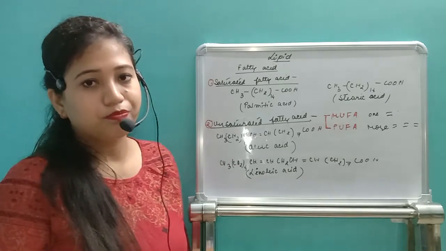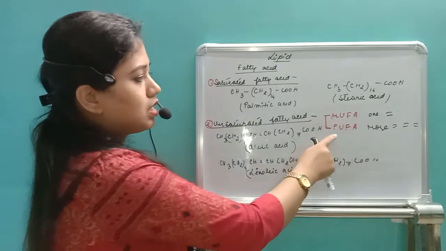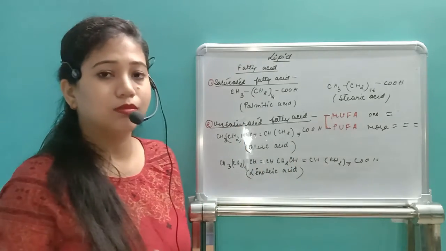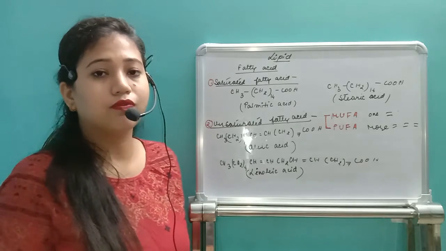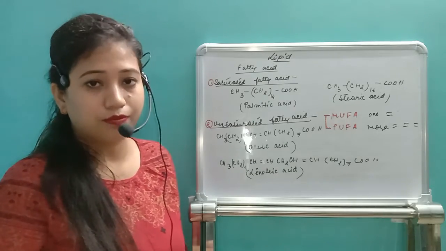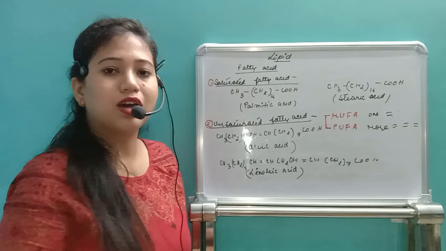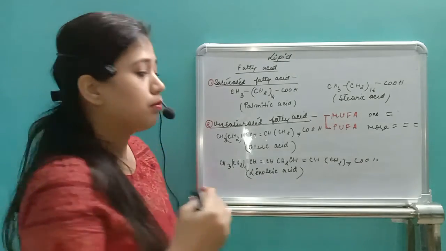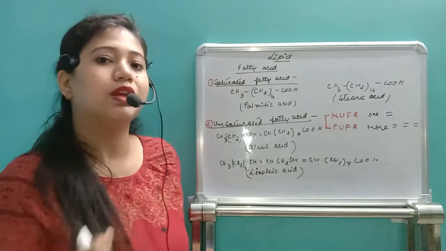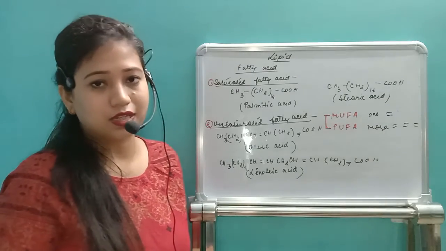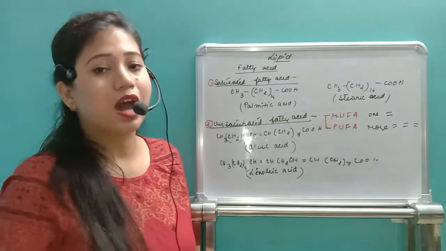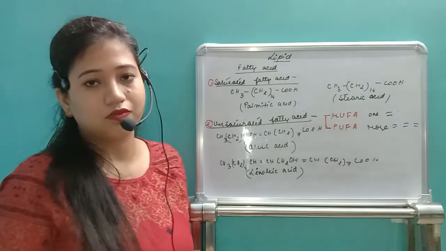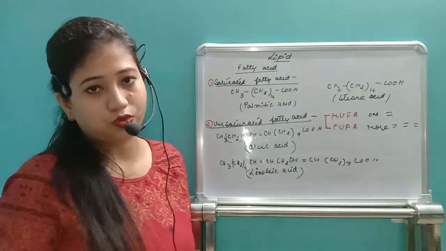That will be PUFA. The reason is that in PUFA we have more double bonds, and our body can store the food in its stable form. Double bonds are not a stabilized structure, so first of all our body will try to break the double bond and convert it into saturated fatty acid. Whenever we eat unsaturated fatty acid, it will first be converted into saturated fatty acid and then it will be stored.